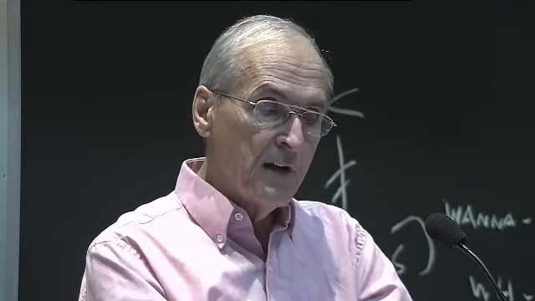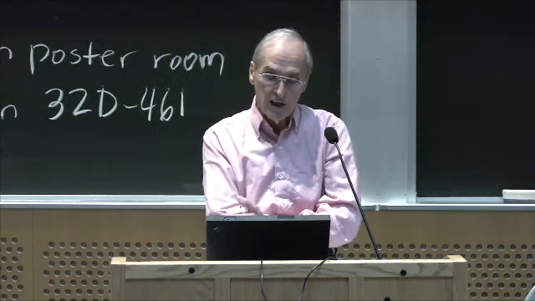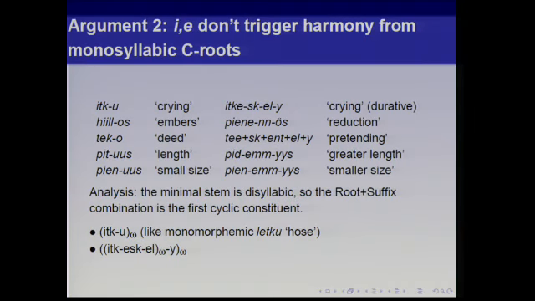Secondly, E and A don't trigger harmony from monosyllabic consonant roots. So although you have, as you might expect on the right, itkeskely, pienenness, and so forth with harmony, you do have derived words. They're all bisyllabic, or at least the harmony pair is contained in the first two syllables. You have itku, hilos, and so forth. The analysis is that the minimal stem is disyllabic, so the monosyllabic root is not a cyclic constituent, and so they're going to behave exactly like monomorphemic words. So itku is exactly like letku, for example.